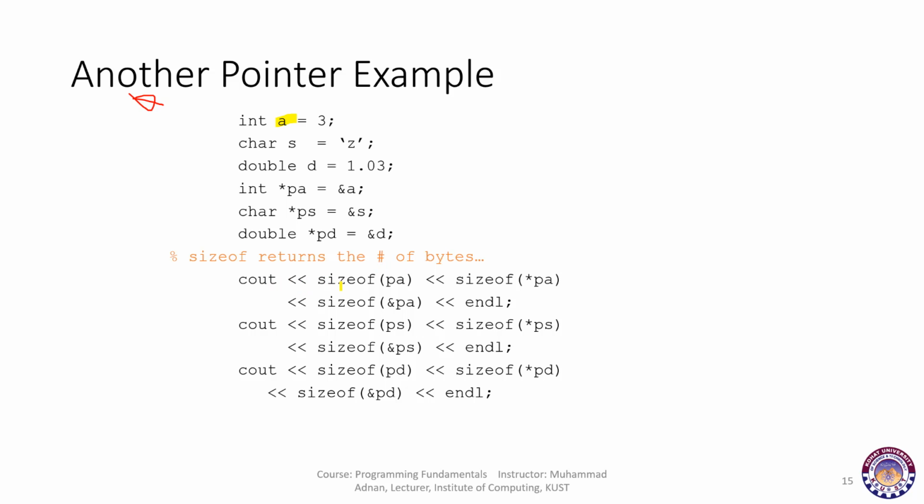So if we write sizeof pa, it will return the number of bytes, and then the size of the value which is pointed to by pa, and then the size of the address of pa. Similarly we print the size of ps, the size of the value pointed to by ps, and the size of the address of ps, and then we print the size of pd variable. pd is a pointer, and then the size of the value pointed to by pd, and then the size of the address of pd.